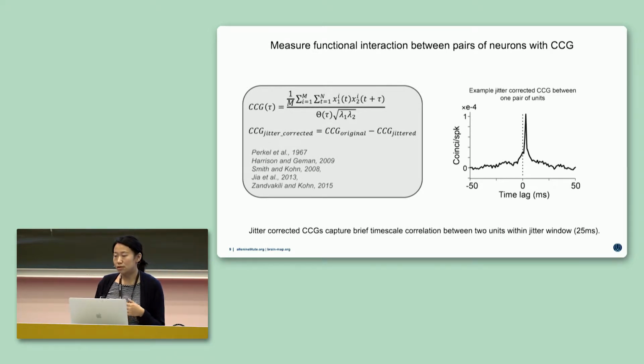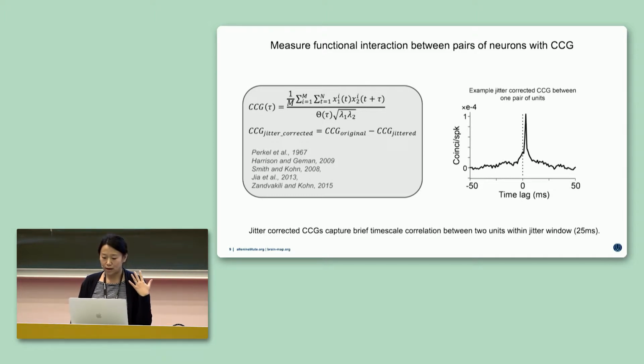It is important to note that the cross-correlogram reflects correlation across a range of timescales, but we are more interested in signal transmission that happens at the fast timescale. So we use a jitter correction method to remove slow timescale correlations, by subtracting the CCG calculated based on jittered spikes from the original CCG. The remaining jitter-corrected CCG reflects brief timescale correlations within the jitter window, which we chose to be 25 milliseconds. Here on the right, I'm showing an example jitter-corrected CCG between one pair of units.